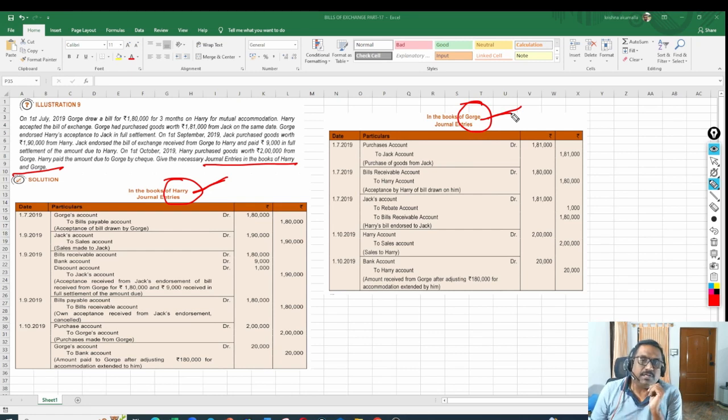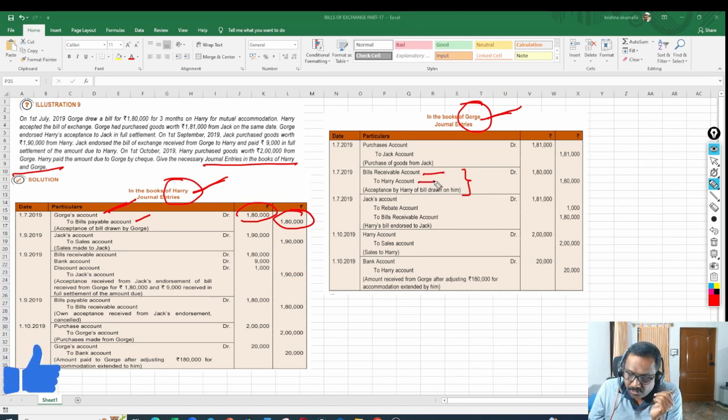When he is accepting the bill, what entry is he supposed to write? George account debit. Why is George account debited? Because he is accepting the bill on behalf of George. So George account debit and bills payable account credit. This is the entry. In a similar way, George also writes an entry. He is drawing the bill on Harry, right? Hence, bills receivable account, which is an asset for him. So bills receivable account debit to Harry account 1,80,000 rupees. These are the 2 journal entries they both write.